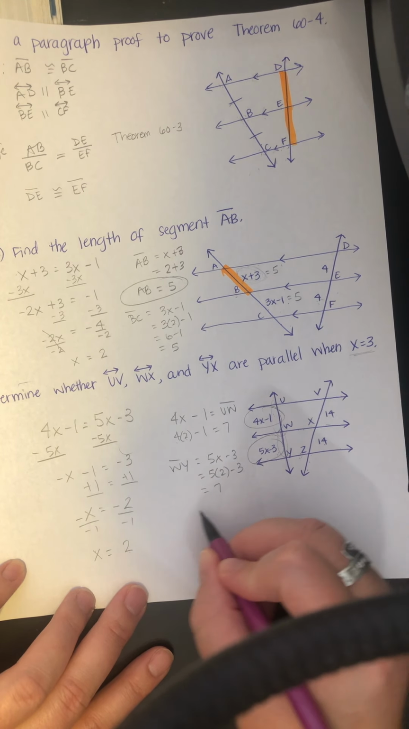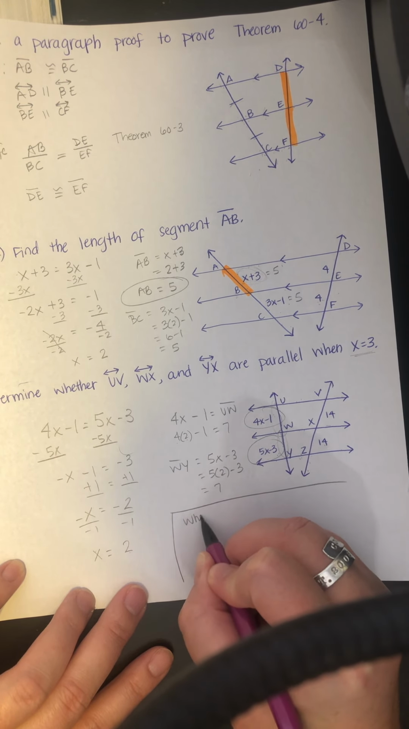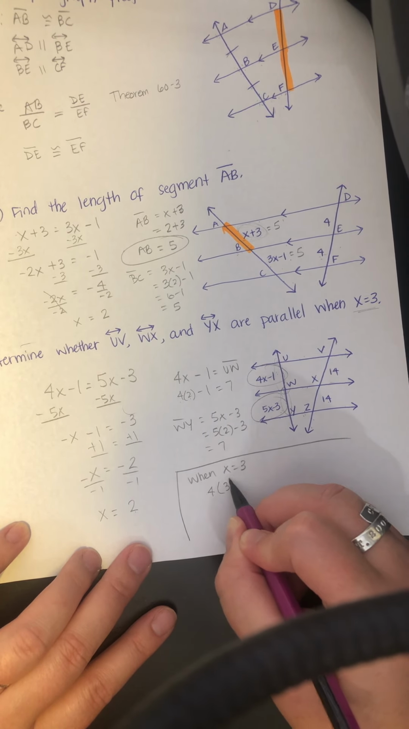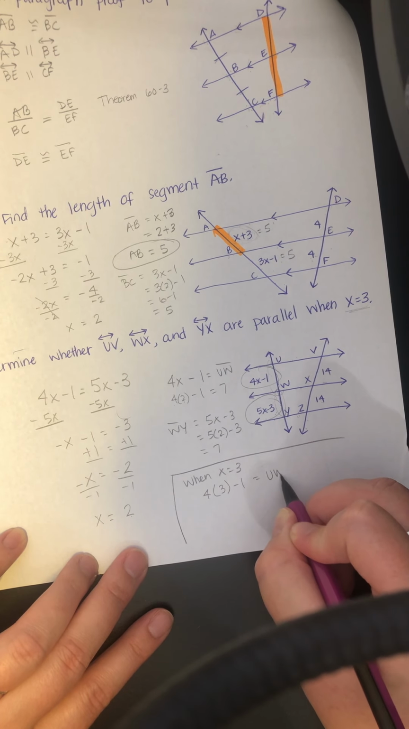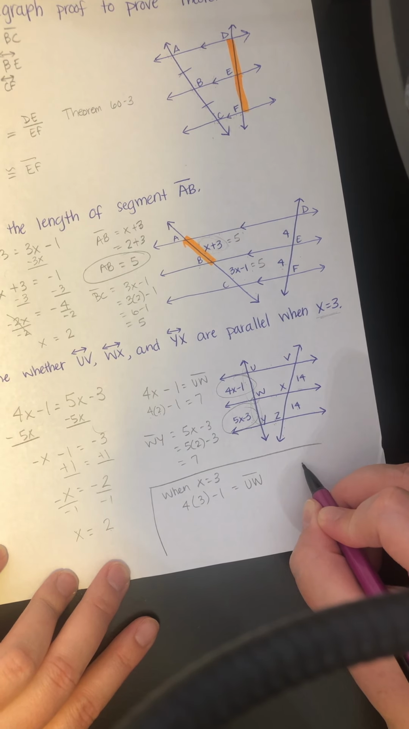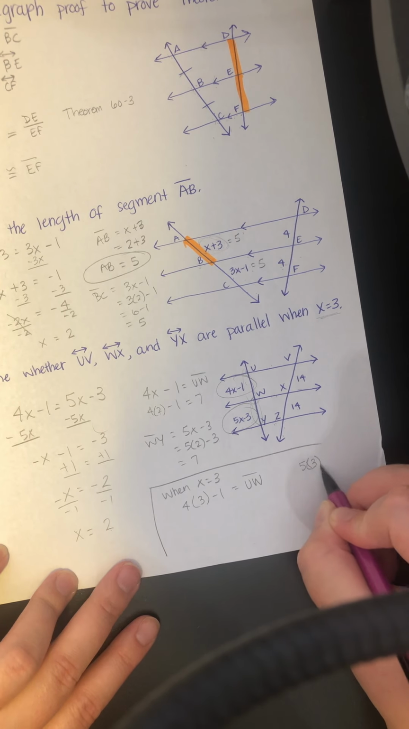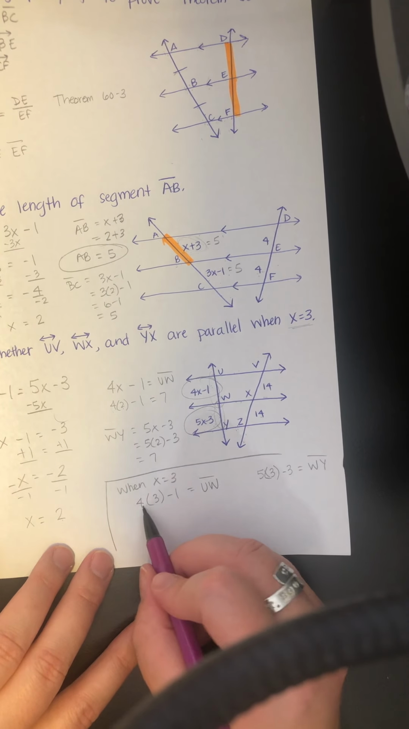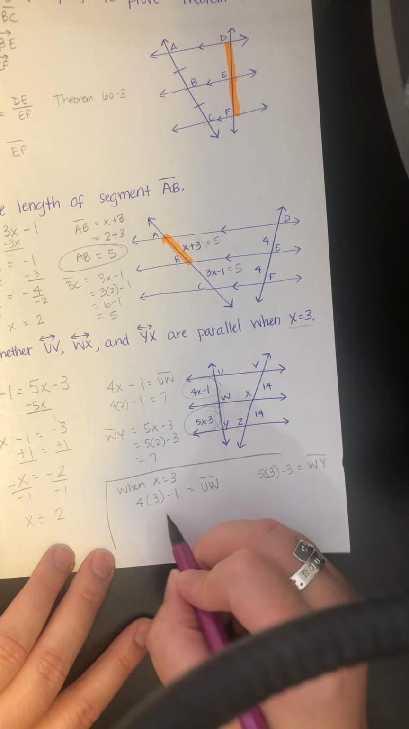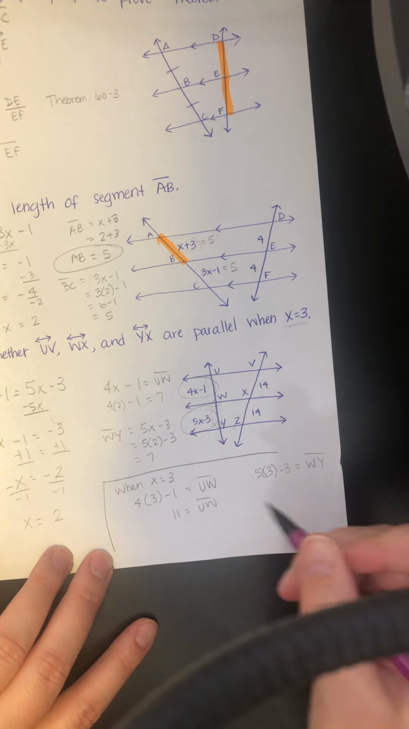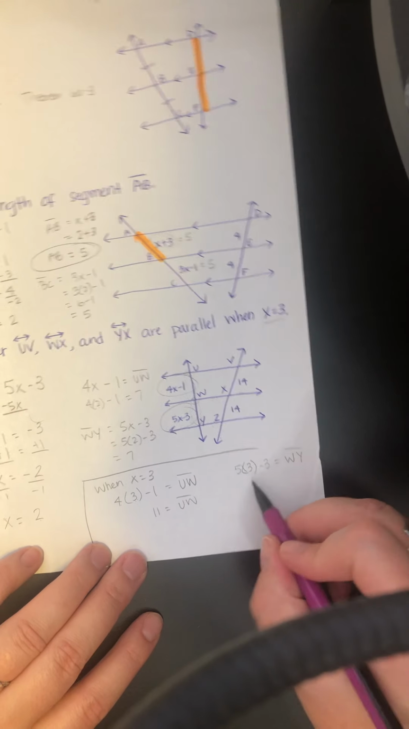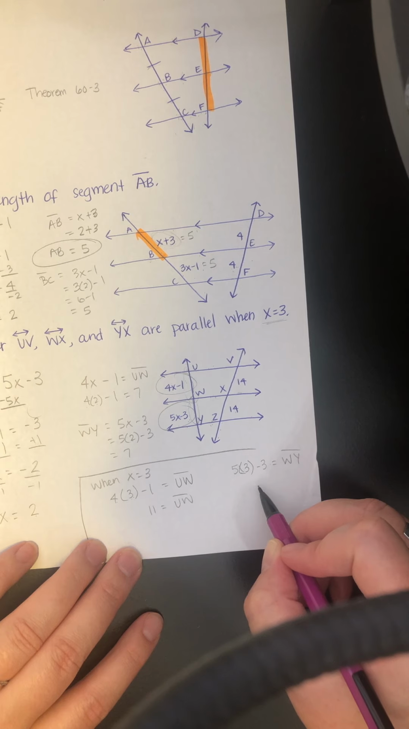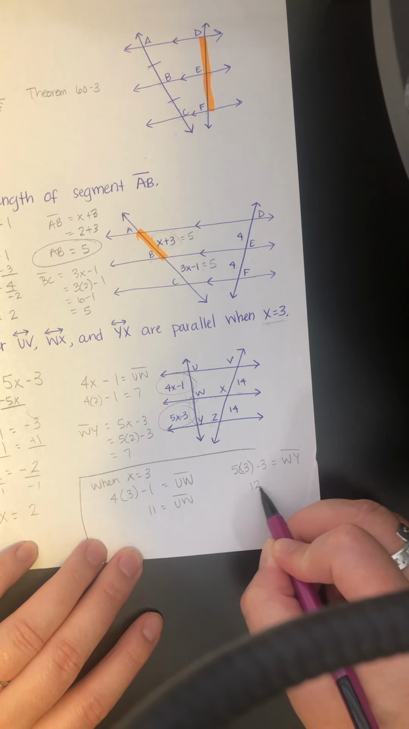What about when x is 3? Let's do it here when x equals 3. Plug 3 in for x for segment UW, and then plug 3 in for x for segment WY. All right, 4 times 3 is 12. 12 minus 1 is 11. So when x is 3, segment UW is 11. Let's see what WY is. 5 times 3 is 15. 15 minus 3. What's 15 minus 3? It's 12.